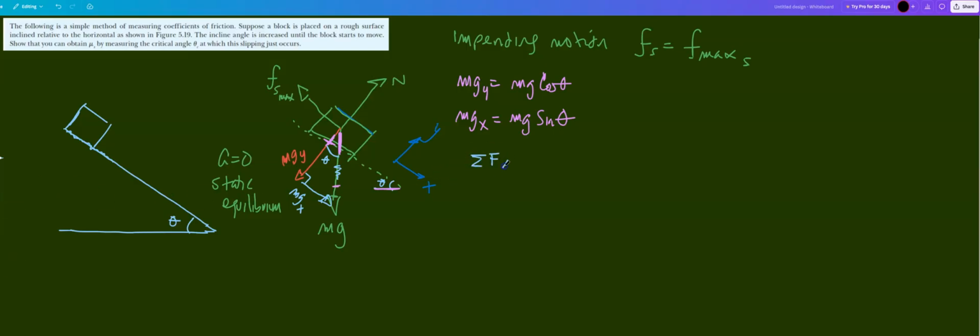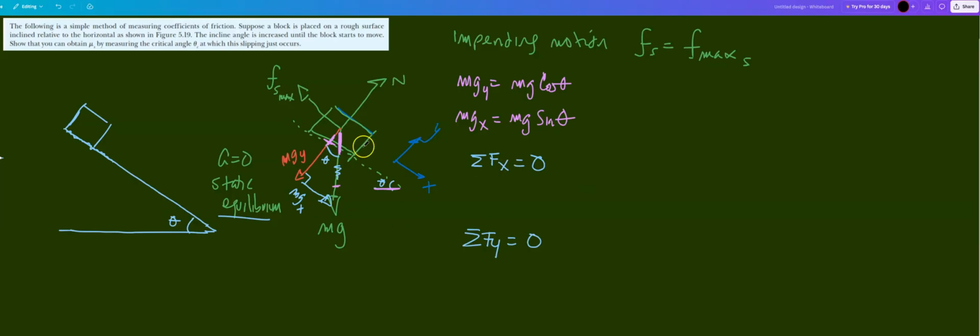Sum of forces in x. We'll notice that x is the plane, the inclined plane. So in the inclined plane, right now, because it's a static equilibrium, there is no acceleration. In the new vertical plane, the tilted plane, still the y-axis, there is no acceleration either. This block is not sinking into the inclined plane, or floating, so no acceleration anywhere, static equilibrium.